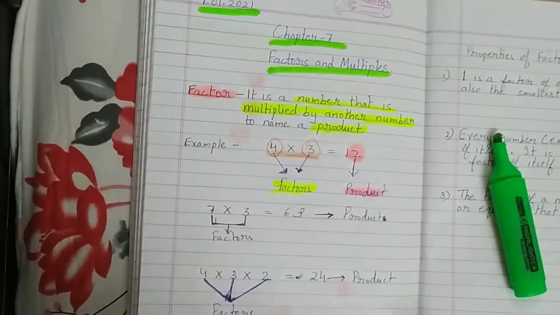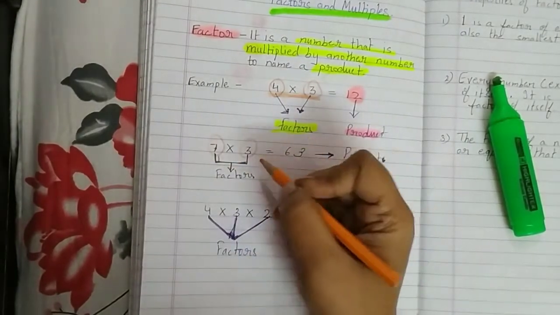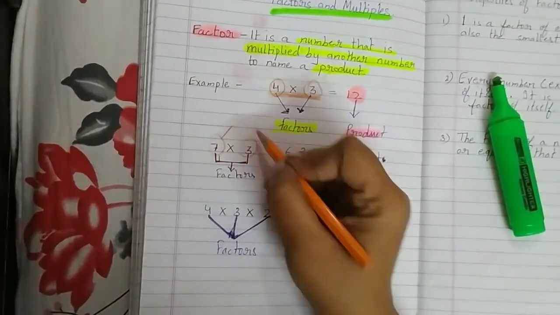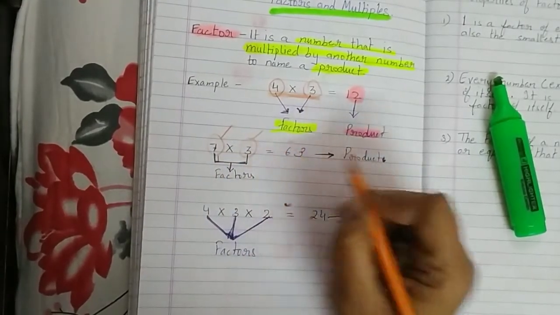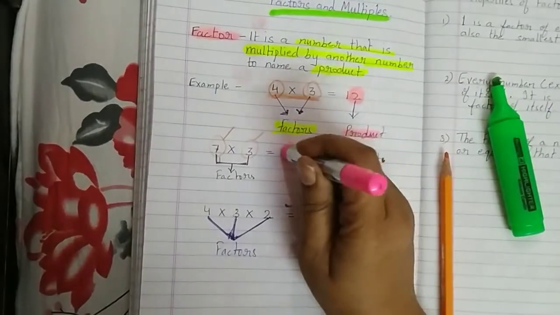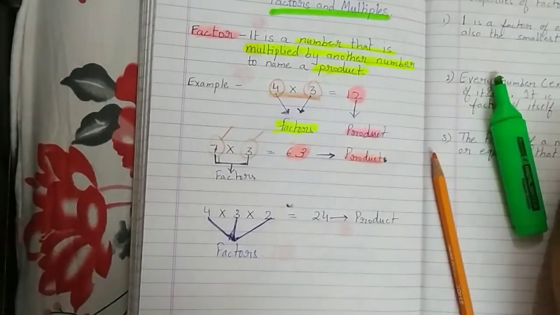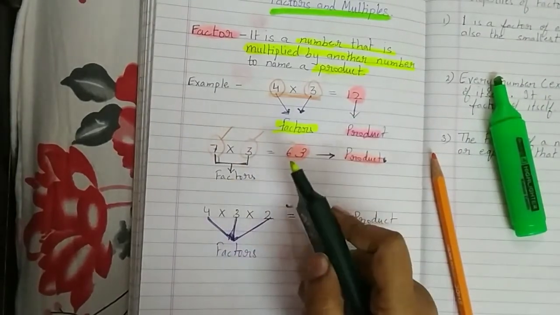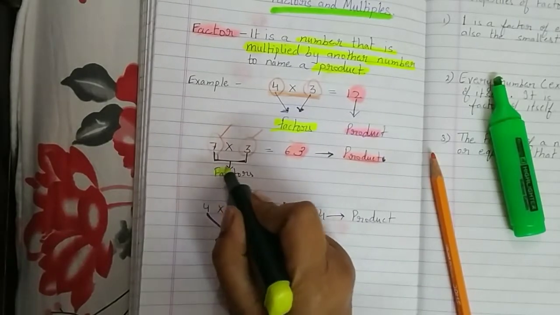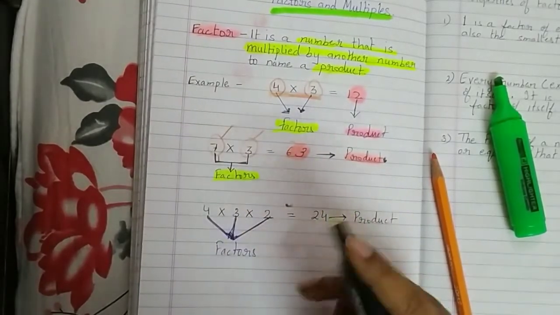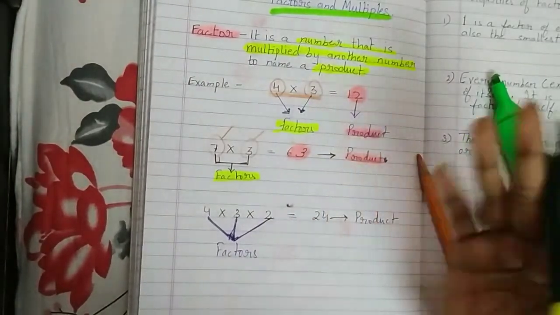Okay, let's take another example here, dear. 7 and 3. What are the two numbers here we are multiplying? 7 and 3. And after multiplying 7 and 3, what we are getting? We are getting product 63. Yes, product 63. So, the numbers which are giving product 63, we call it factors. Children, always remember that factors divide product completely.